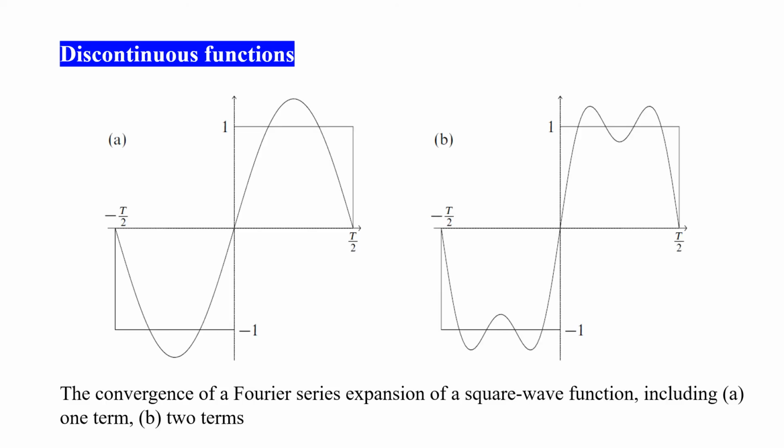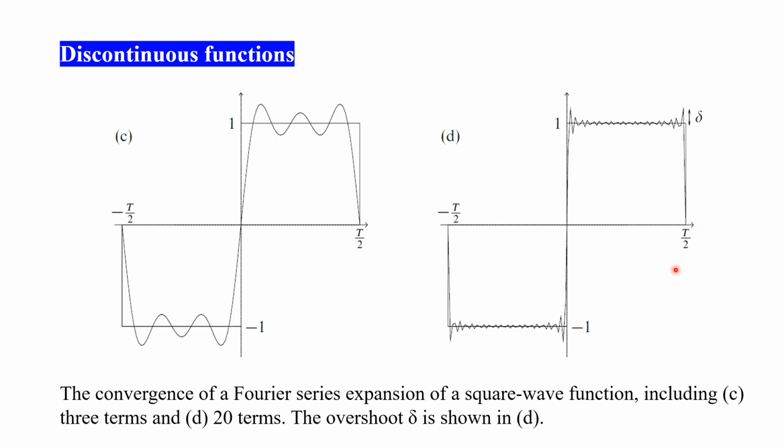These are examples of the convergence of a Fourier series expansion of a square wave function, including one term. So if you remember earlier, if you only express your square wave with your b1 coefficient, you have this curve here. So your b1 coefficient is not actually enough to model your square wave. If we include two terms, so your b1 and b3, this is what you get, which is still not close to your square wave.